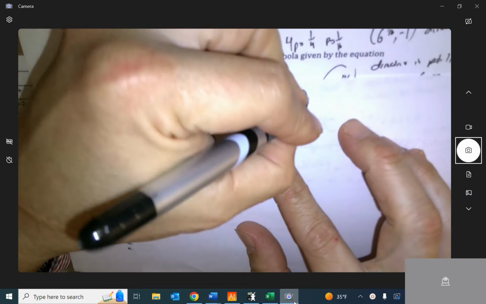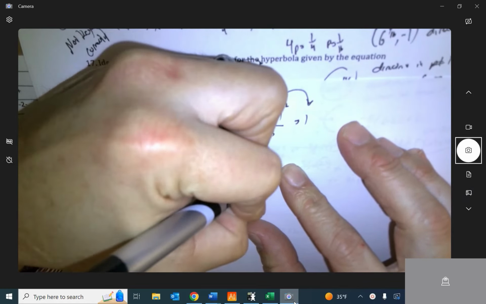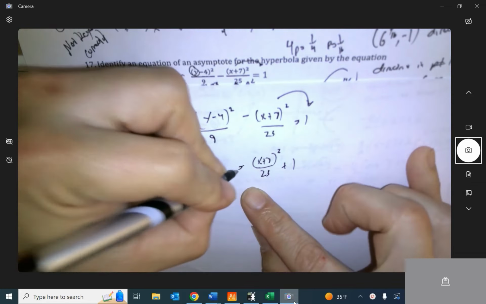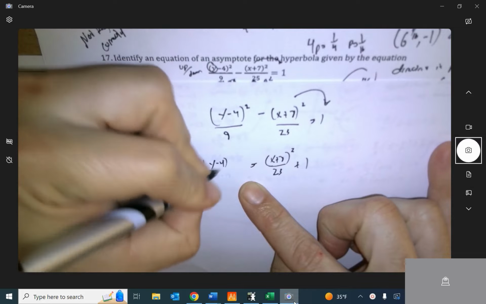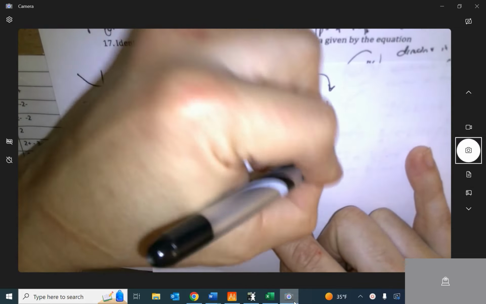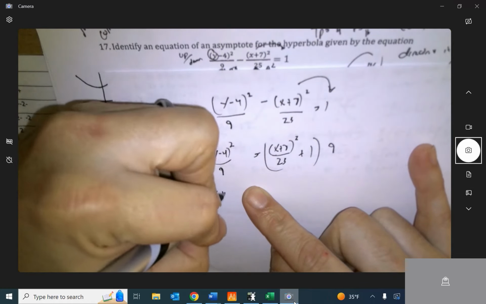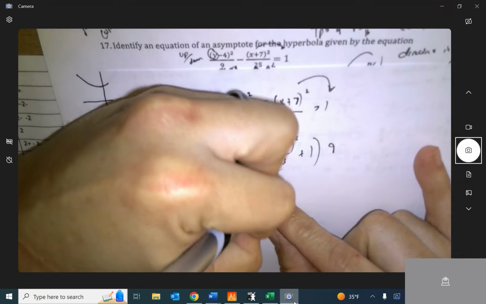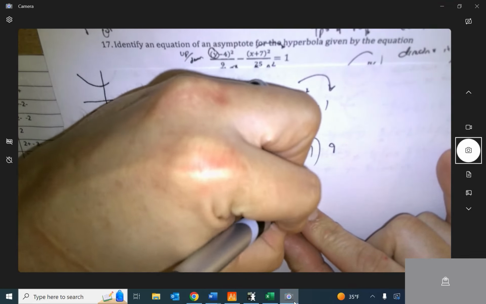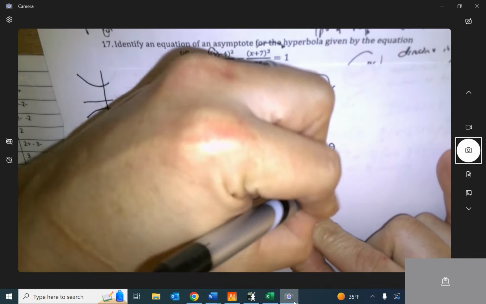We're going to move this guy on over. (x plus 7)^2 over 25 plus 1 equals (y minus 4)^2 over 9. Now I'm going to multiply both sides by 9, and I'm not going to take it far at all. (y minus 4) quantity squared is 9 times that. I'm not even going to distribute the 9. Why? Because I'm going to be pushing some buttons in a second.